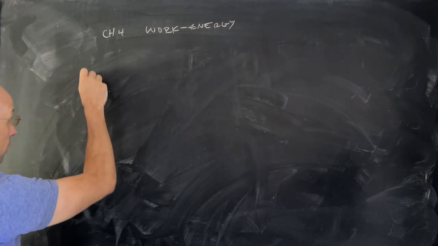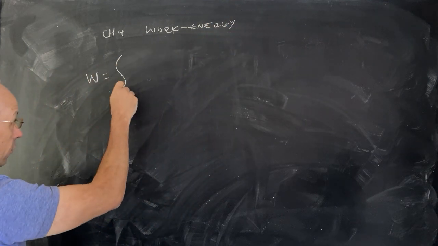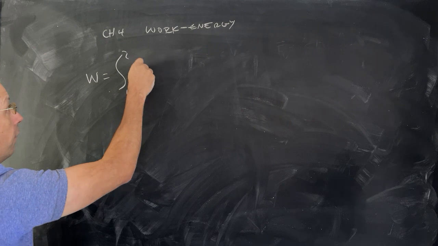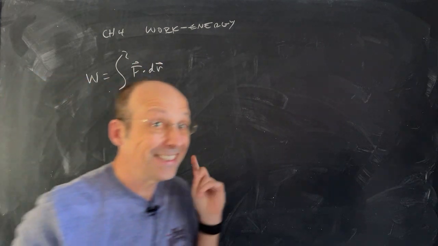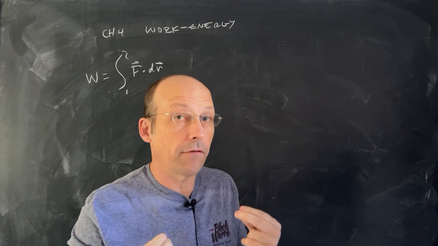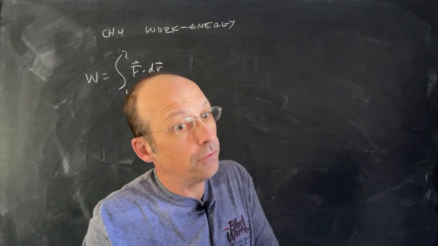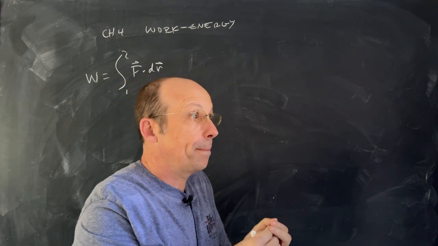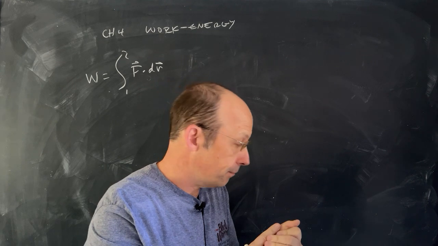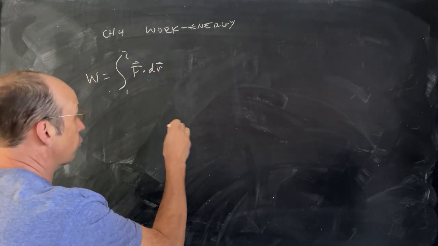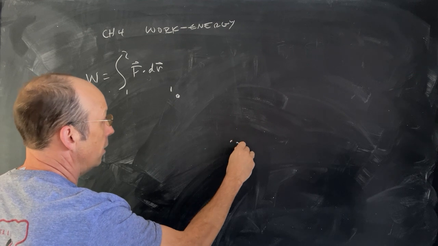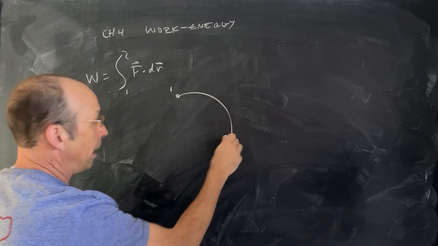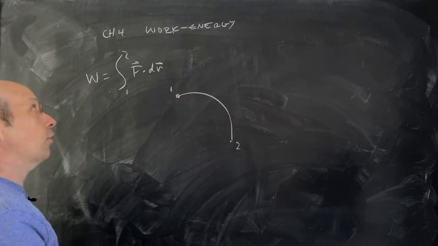So the first thing was to define work as the integral from 1 to 2 of f dot dr. Now, this can be a new thing, right? In the first semester of physics, work energy was only in simple situations. But now we can do crazy situations. Suppose I go from 1 to 2 down here, and I go along this curved path like that. Then how do I do this?